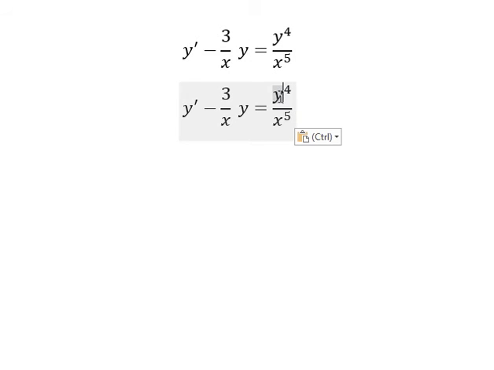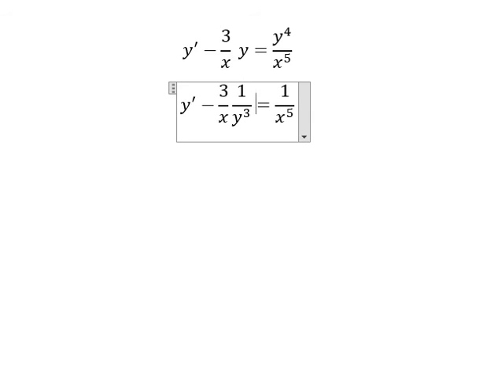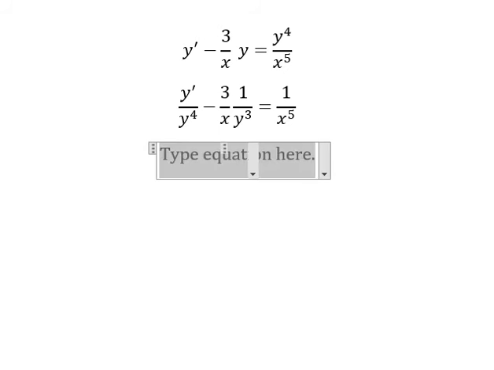We divide both sides by y to the power of 4. So we have 1 over y to the power of 3. First, the derivative of y over y to the power of 4. That is about Bernoulli's equation.